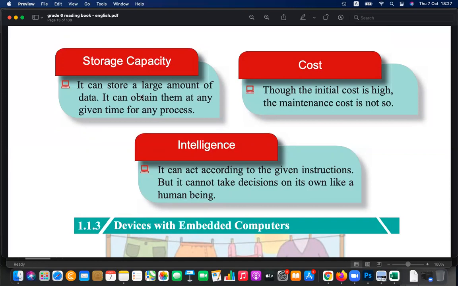Right. The next is cost and intelligence. Cost and intelligence means that, relatively, the computer cost is less. So something like this: if you buy a computer, maybe you have to spend some more money. But if you want to get help from a computer regularly, it's less money. Why am I telling you that?